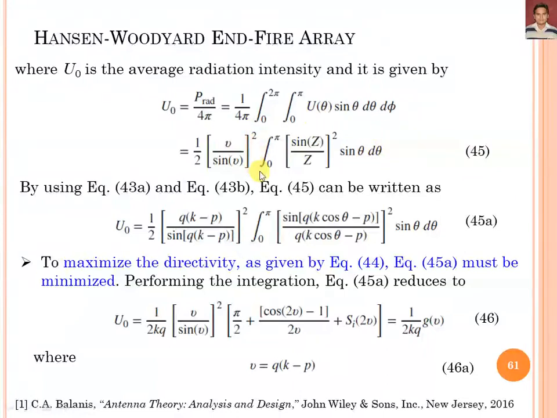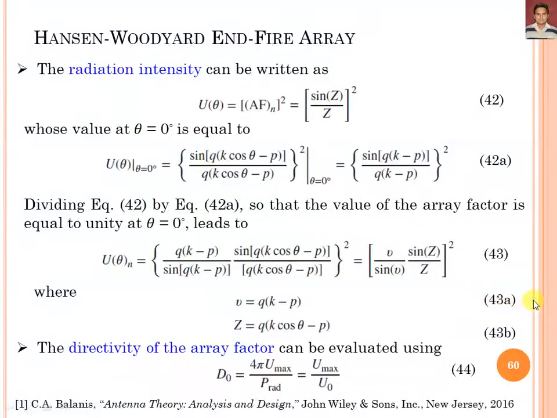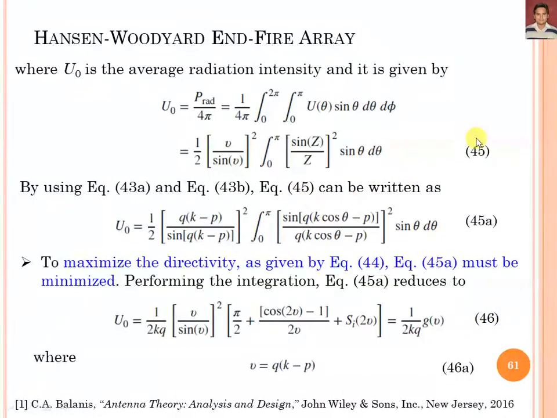So here you are getting, again, this constant term and this varying term with respect to theta. By using equations 43a and 43b, where we have to represent v and z, equation 45 can be rewritten as U naught equal to in this form.